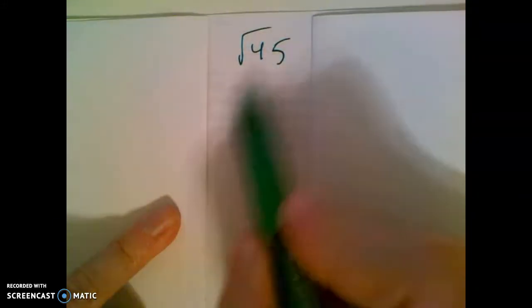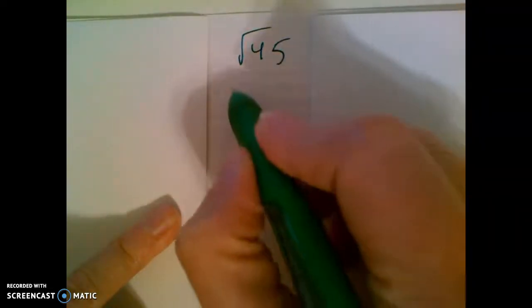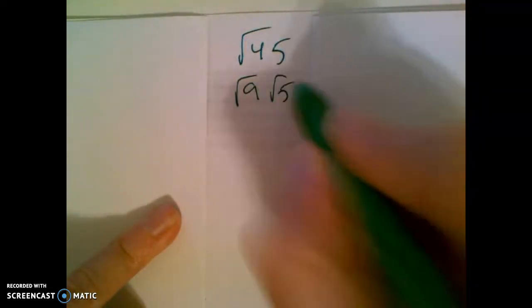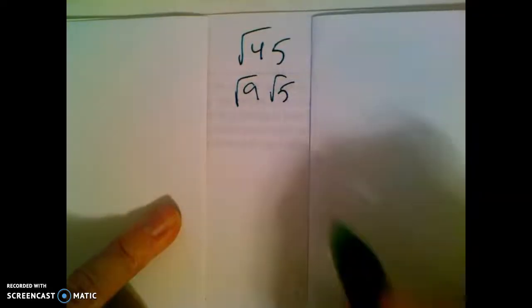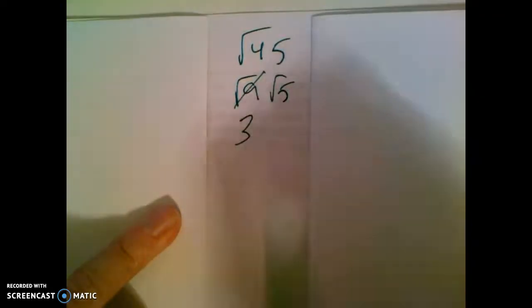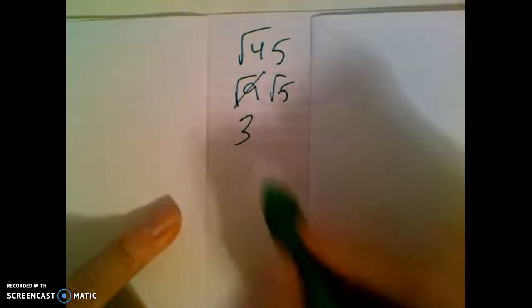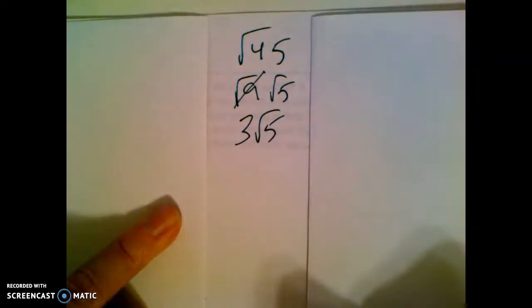Okay, root 45. Again, if you can think of perfect squares, it makes your life easier. So instead of doing the factor tree or whatever, I would just go, oh, well, 45 is root 9 times root 5. I know square root of 9 is a perfect square. That is 3. And then root 5 does not reduce. So 3 root 5 is my answer.